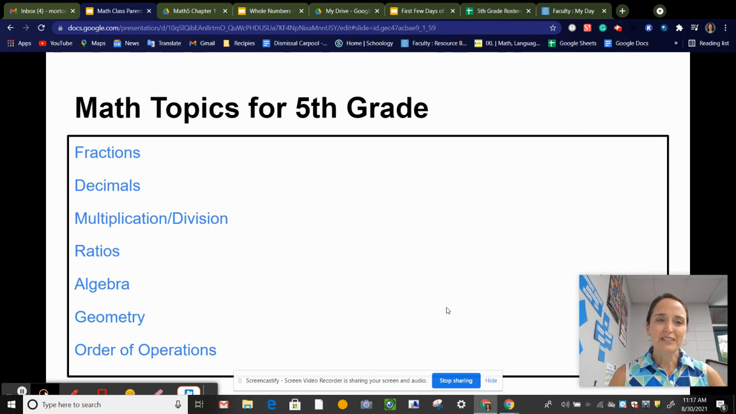So I first want to look at the topics that we're going to cover this year. You can see we cover a wide variety of things. The one the kids tend to get most excited about is the algebra that they get to learn for the first time.